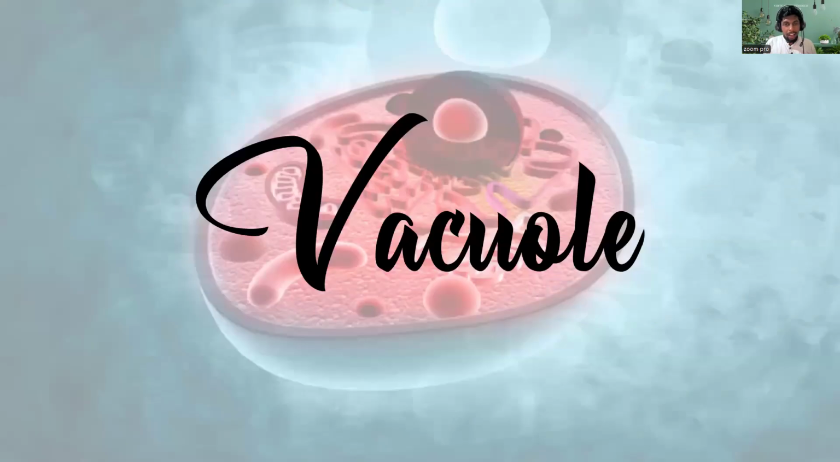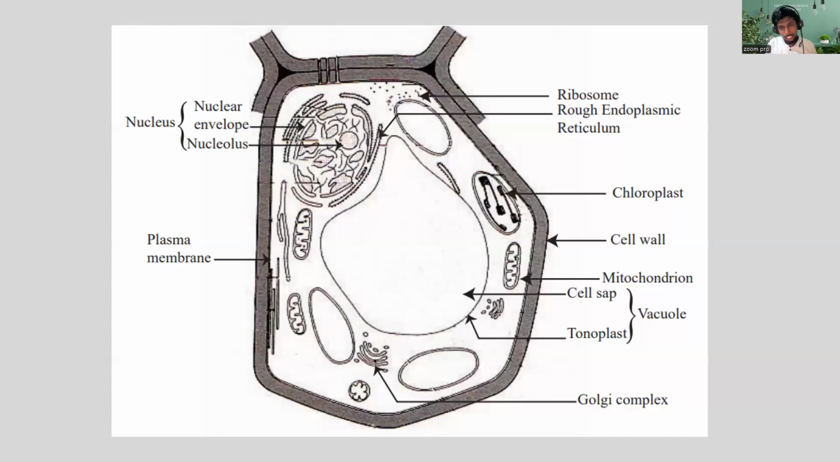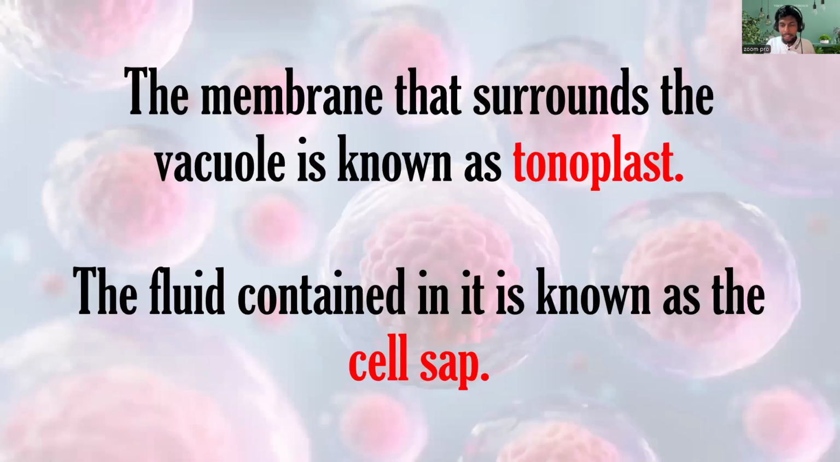Okay. The final one, the vacuole. The vacuole can be found in the plant cells. It is absent in the animal cells. And this vacuole is covered by a membrane that is called the tonoplast. And the liquid that is present inside the tonoplast is the cell sap.